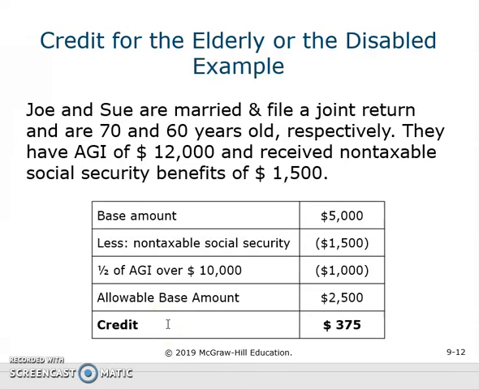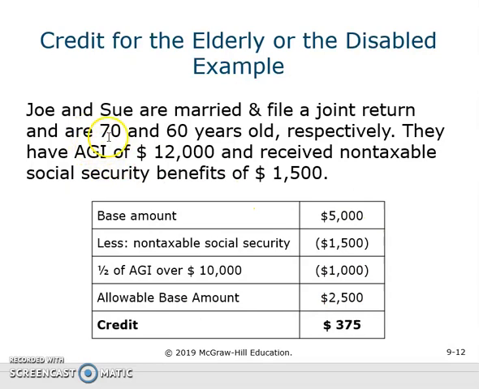Joe and Sue are married. They file a joint tax return and are 70 and 60 years old, respectively. They have AGI of $12,000 and receive non-taxable Social Security benefits of $1,500. So the base amount would be $5,000.